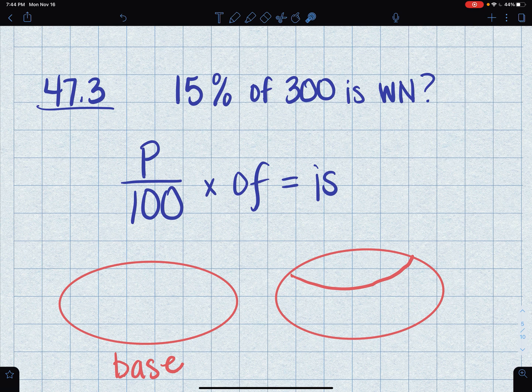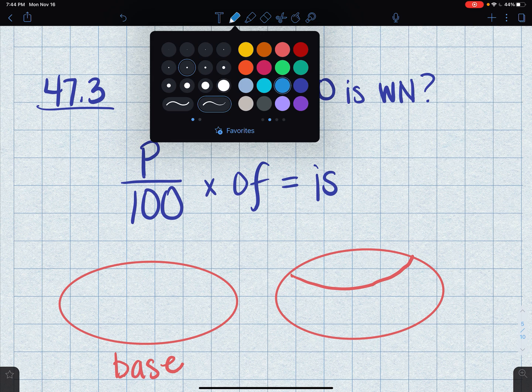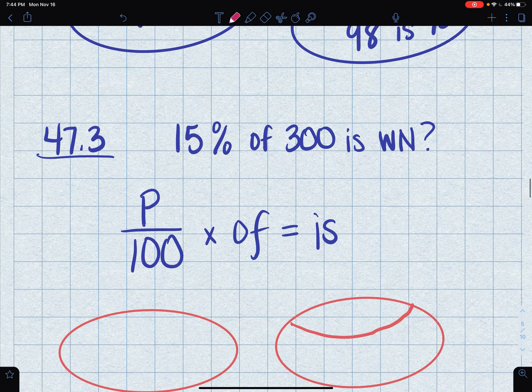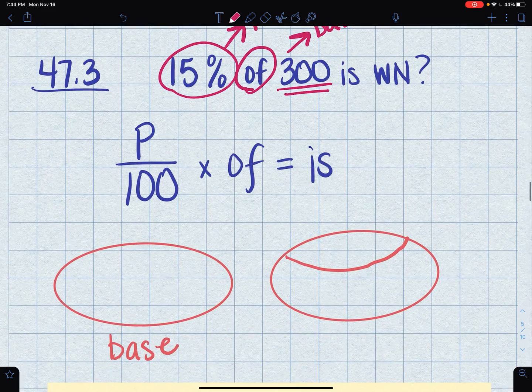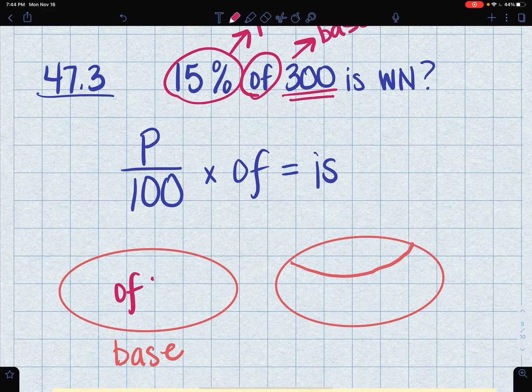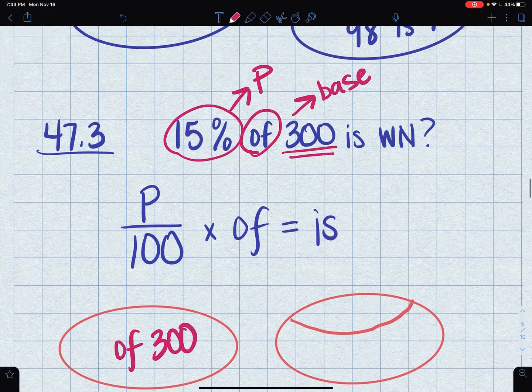The question is, 15% of 300 is what number? So I sort of shortened it there. Let's go through and identify the parts. 15%, this is going to be your P. Now, of is a key word that identifies your base. So 300 is going to be your base. So I can actually put that down here in the diagram, 300.